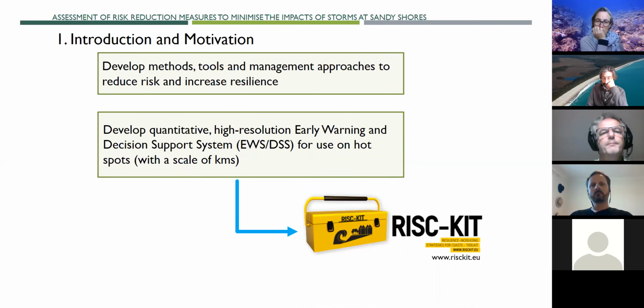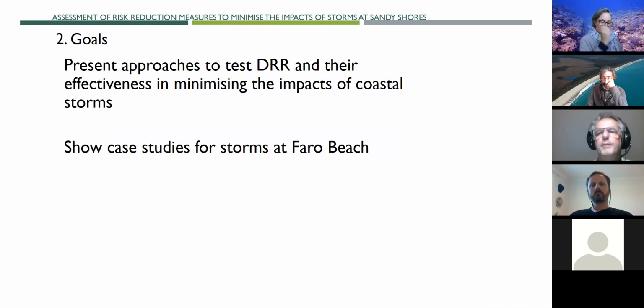So the main goals of my presentation will be to present approaches to test risk reduction measures and their effectiveness in minimizing the impacts of coastal storms. And then I will show some case studies, some applications for storms at Faro Beach. So the beach I have just been showing at the beginning of the presentation.